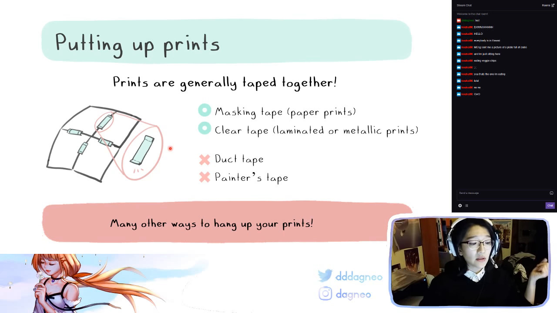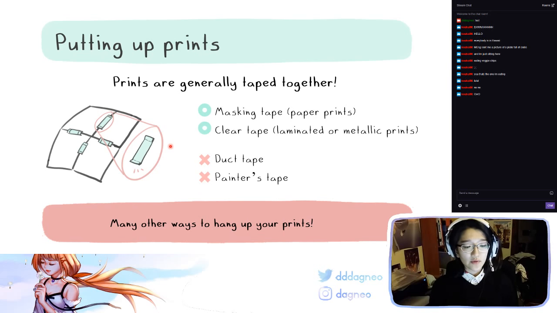So some of the things that are really good to use, if you are using paper prints, masking tape is amazing. It is, of course, not the most durable of tapes, but it generally lasts pretty well throughout the con, and it makes it pretty easy for tear down later on.